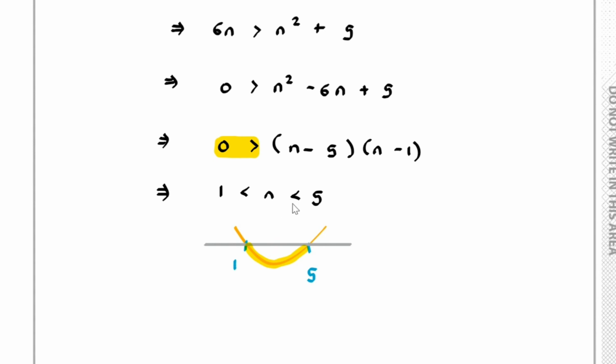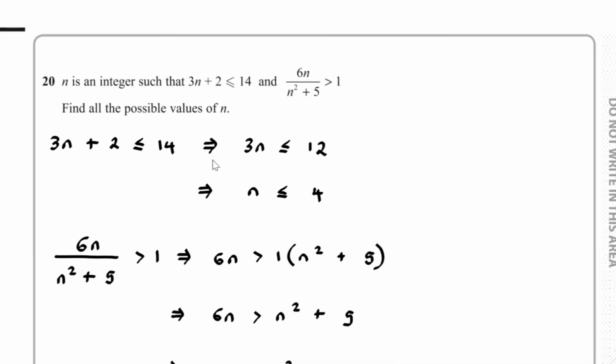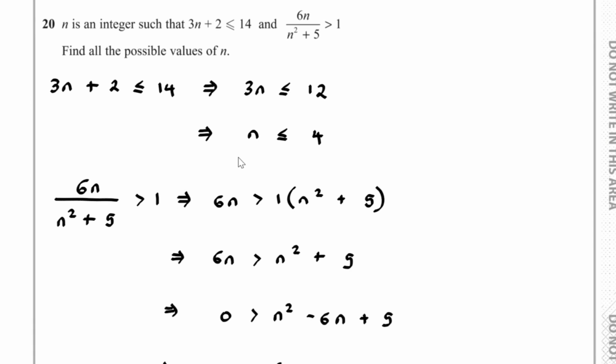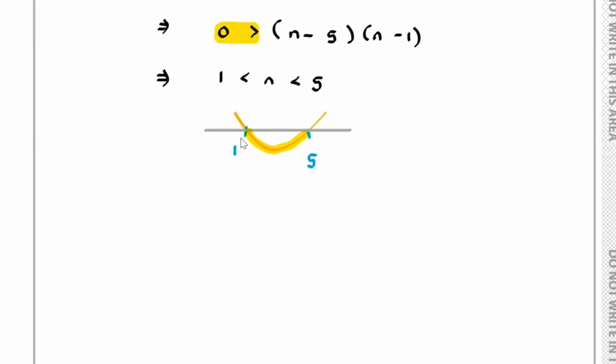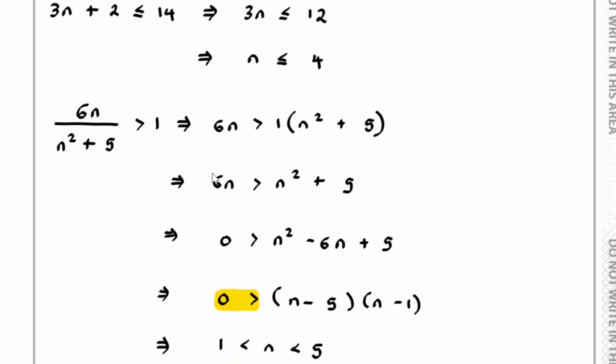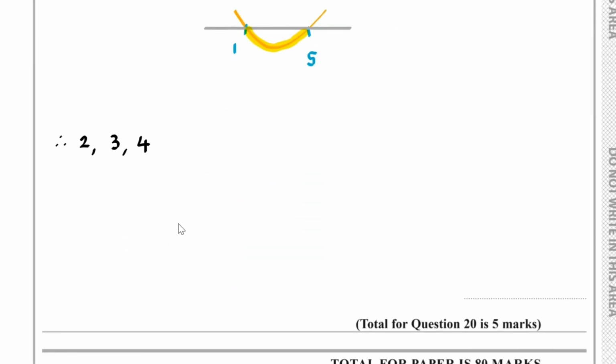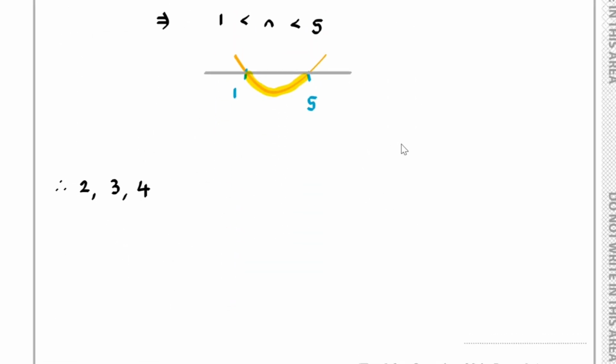But we know from the question that n is less than or equal to 4. It's less than or equal to 4, and it's also in between 1 and 5. So therefore the possible values of n we could have are 2, 3 and 4 as our solutions. n is also an integer, which is why we only choose whole numbers.